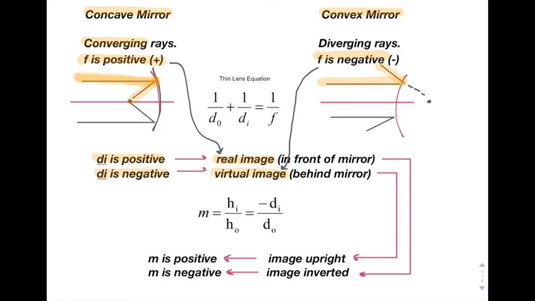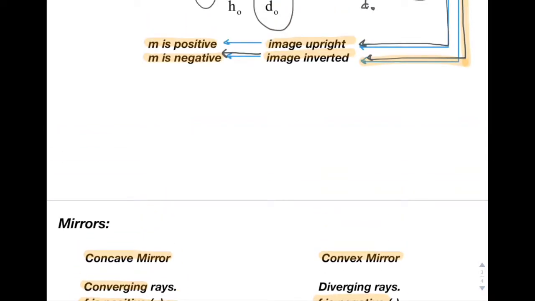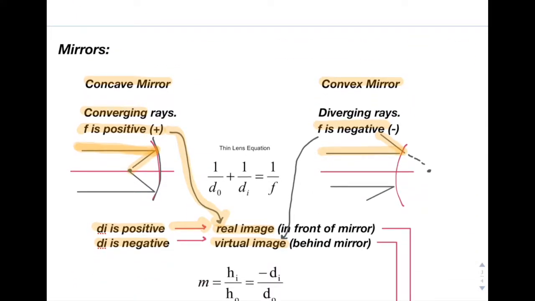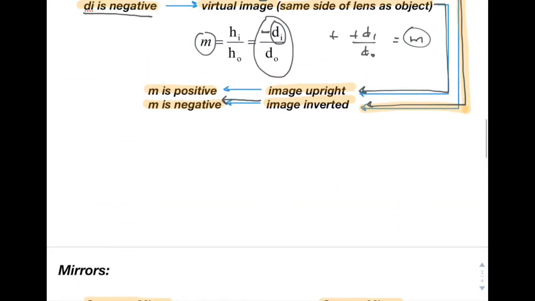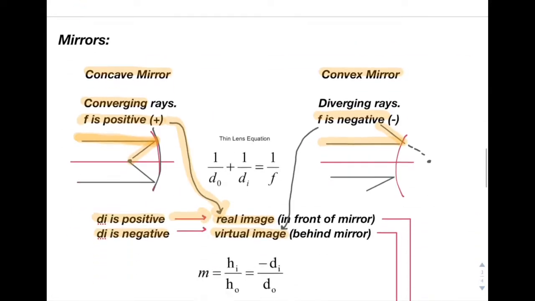So for a positive focal point, we know that the image is going to be real. If the image is real, that means our distance of the image is positive. And I want to show you that this is the same as what we have for lenses. As the distance of the image is positive, that corresponds to a real image, and same for the lenses: distance of the image is positive, we have a real image.